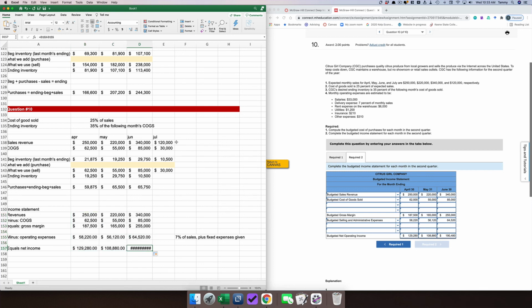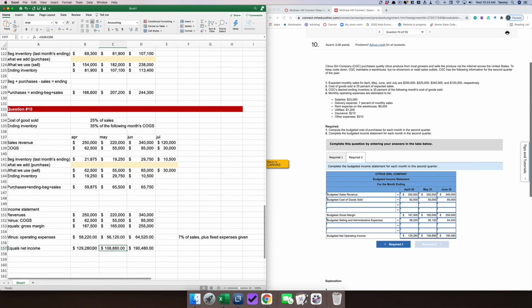And again, when you see these hash marks, it's just because the column's not wide enough. And so there it is. All these numbers are right, so that was done. So that's how you do number 10. That's how you do this whole homework. It's just a matter of practice. Okay, so have at it.